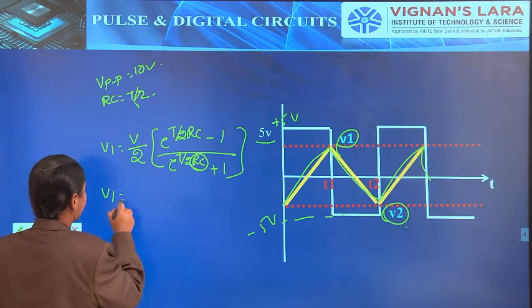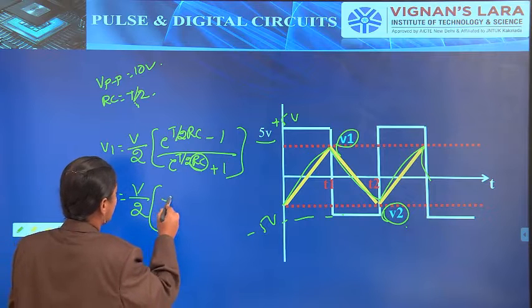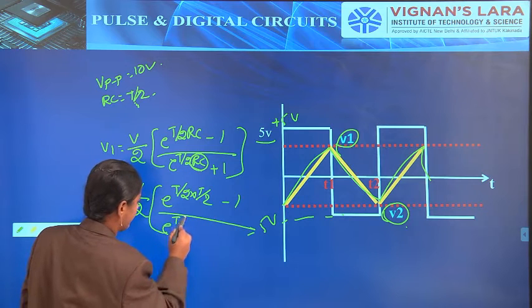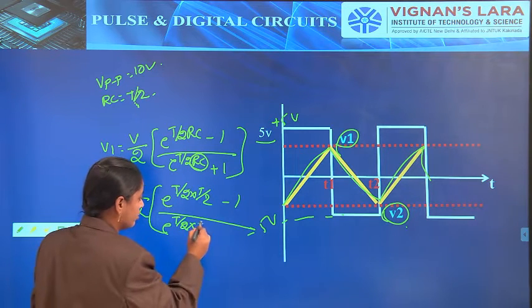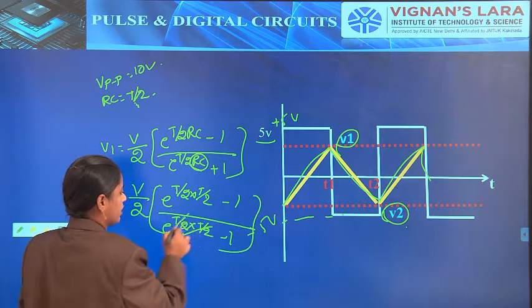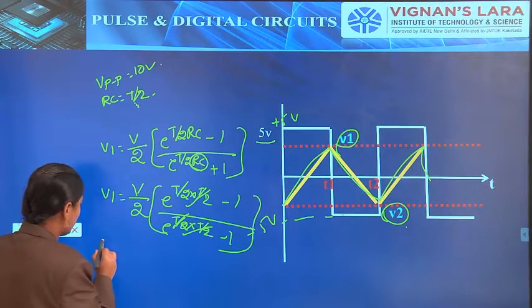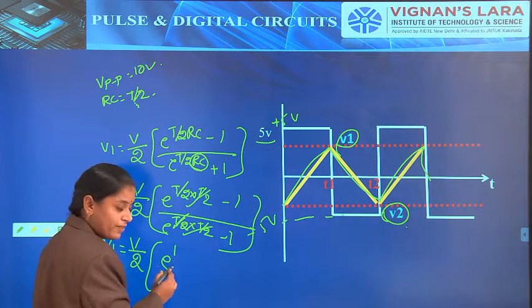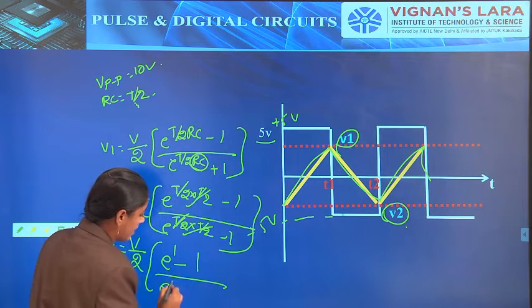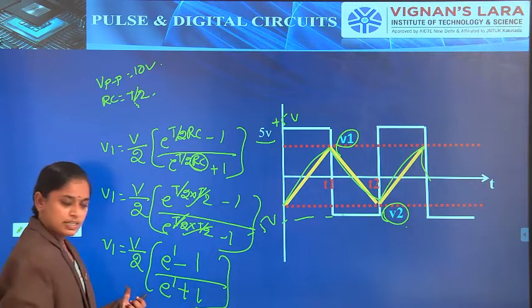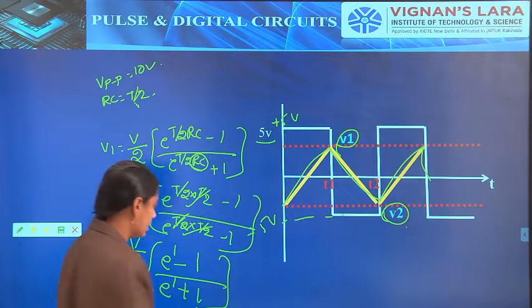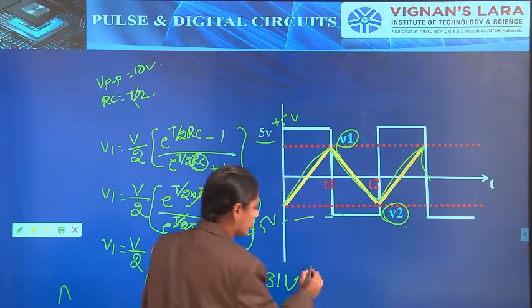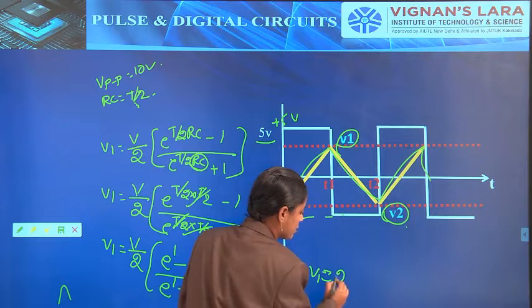So then it gets e power T by 2 into T by 2 minus 1, by, RC being T by 2, so T by 2 will be cancelled. So the equation will be V1 is equal to V by 2 times (e power 1 minus 1) by (e power 1 plus 1). After solving this equation, we get 2.31 volts at the V1 level.